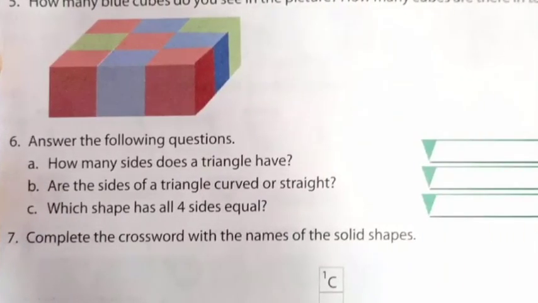Okay, dear students, let's move to the last part of this unit. Answer the following questions. How many sides does a triangle have? A triangle has three sides. Part B. Are the sides of a triangle curved or straight? If we recall what we learned in the discussion, we remember that a triangle always has straight lines or sides. Part C. Which shape has all four sides equal? So dear students, square has all its four sides equal.